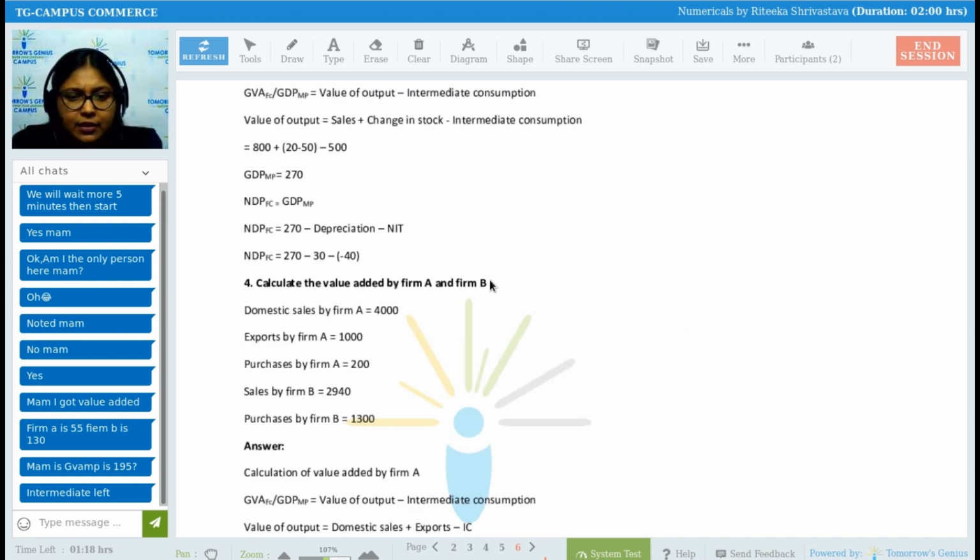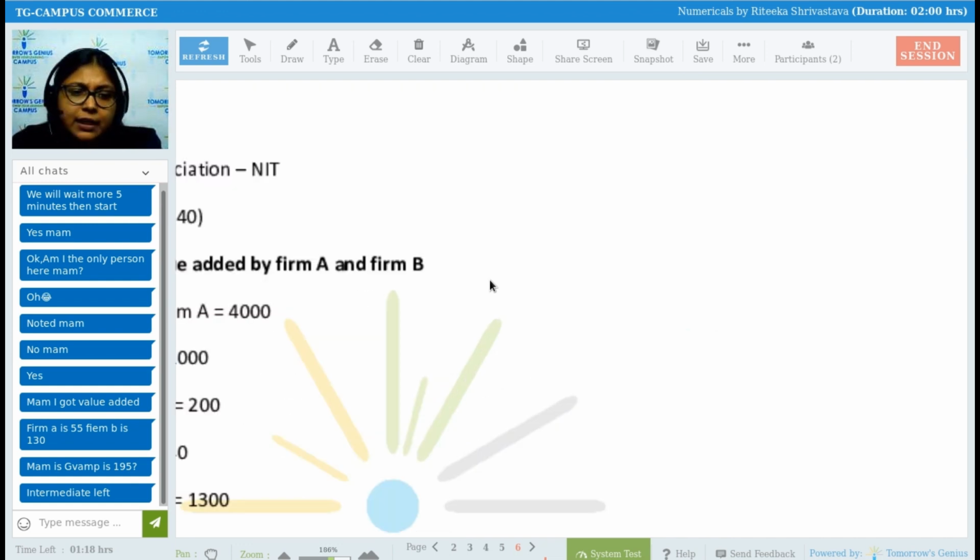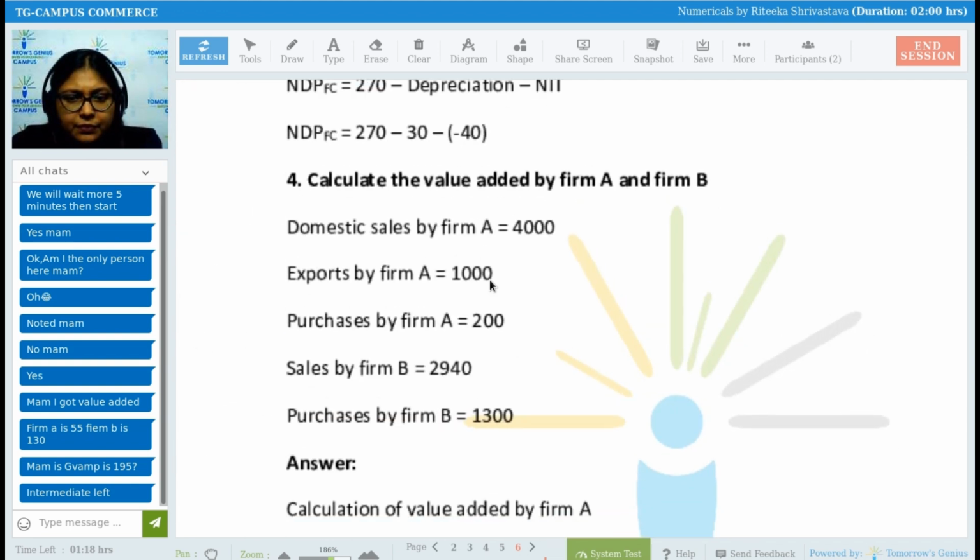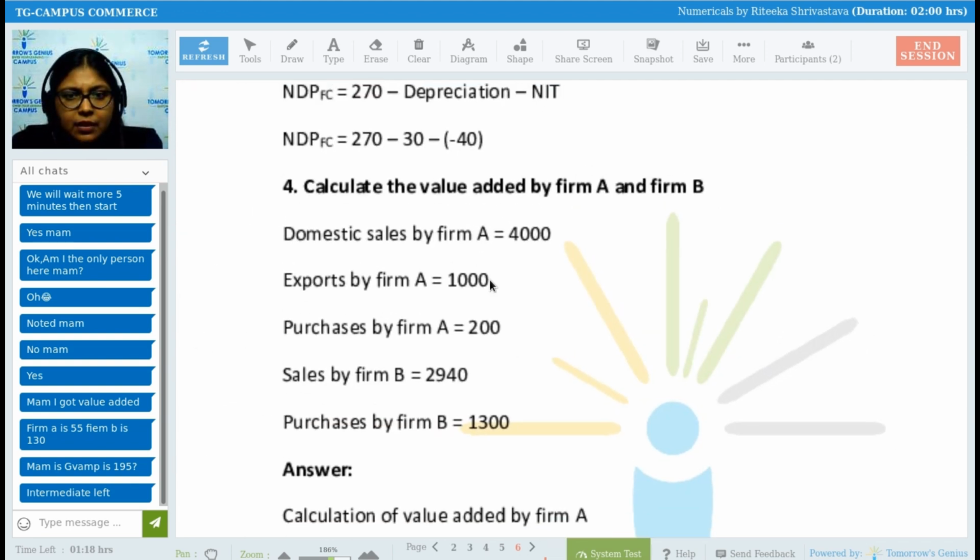I have given a little bit more tough, but related to value added. Take one more small sum. Now I want you to calculate value added by firm A and firm B. For firm A and for firm B. Very small sum. And then I'll give you one big sum related to value added.